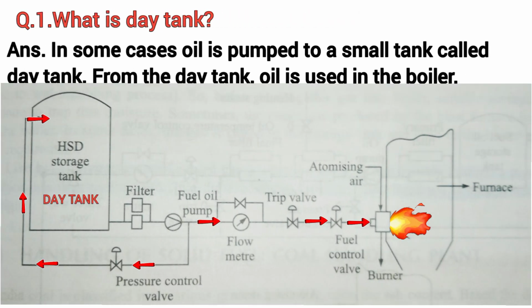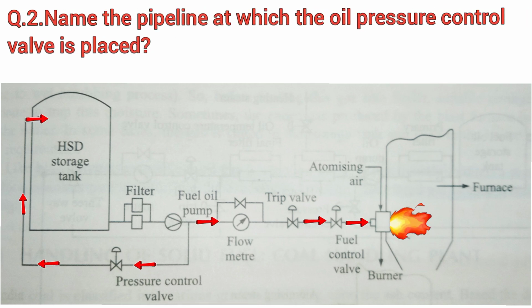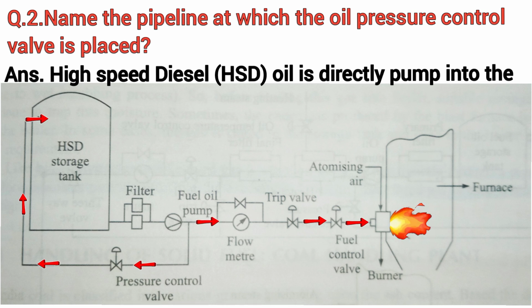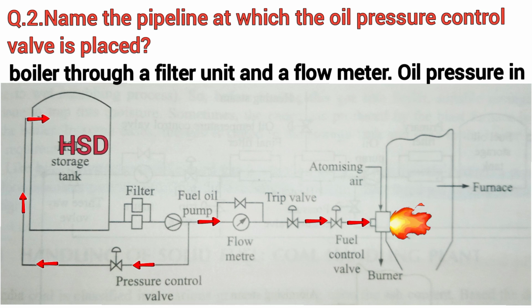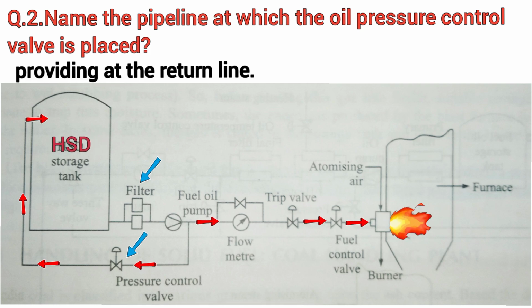What is day tank? In some cases oil is pumped to a small tank called day tank. From the day tank, oil is used in the boiler. Name the pipeline at which the oil pressure control valve is placed. High-speed diesel, HSD, oil is directly pumped into the boiler through a filter unit and a flow meter. Oil pressure in the pipeline is maintained with the help of control valve provided at the return line.